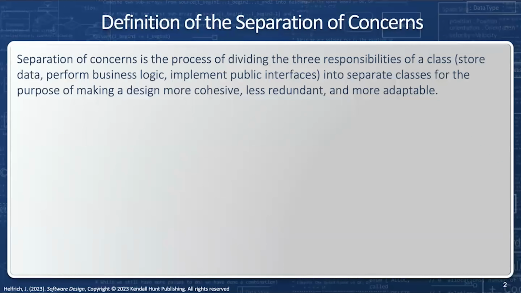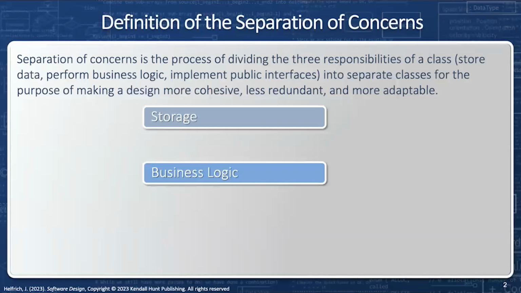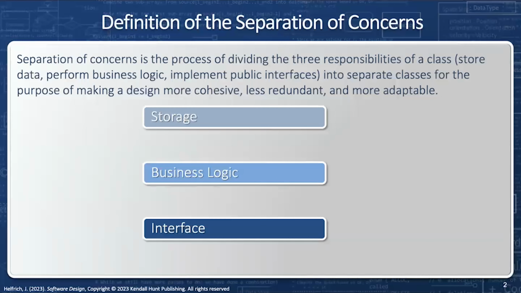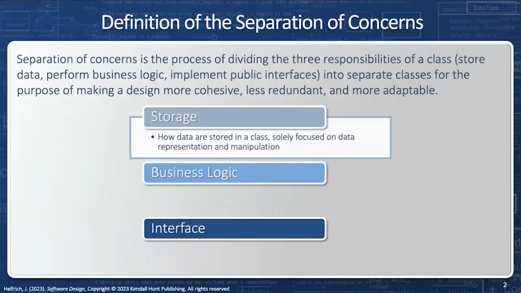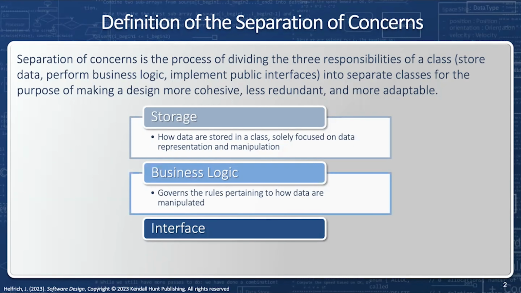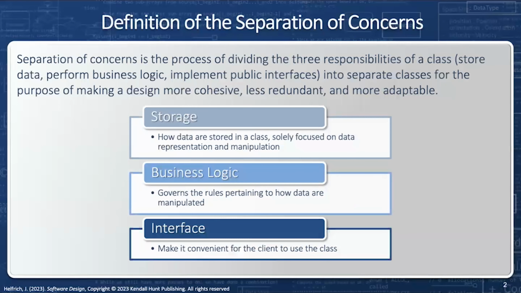Separation of concerns is the process of dividing the three responsibilities of a class: to store data, perform business logic, and implement public interfaces into separate classes for the purpose of making the design more cohesive, less redundant, and more adaptable. Now, first is the storage, and this is how the data is stored in the system. The business logic governs the rules pertaining to how data is manipulated, and the interface makes it convenient for the client to use the data.